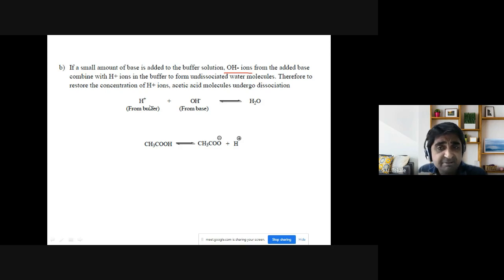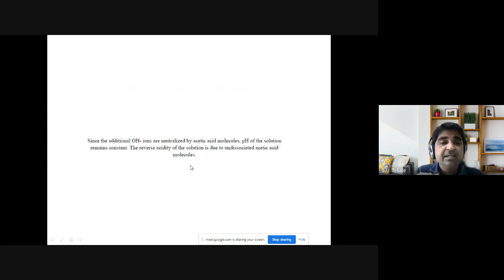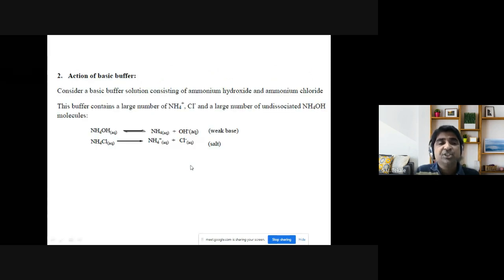In the dissociation equilibrium system, the H plus ions are now decreased because the OH minus ions are combining to form water molecules. In order to restore the concentration of H plus ions in the solution, the acetic acid starts to increase its dissociation. This is in accordance with Le Chatelier's principle. And this is again how the pH of that buffer solution does not change.